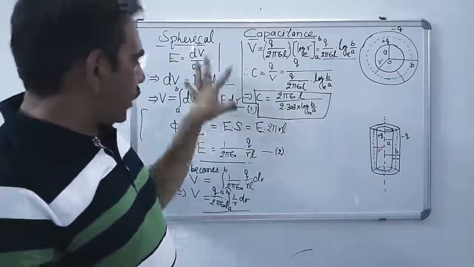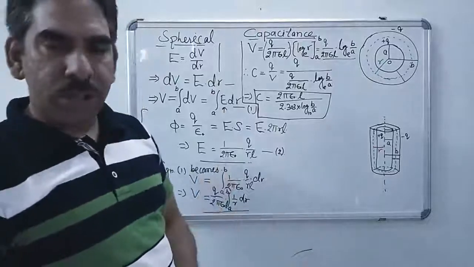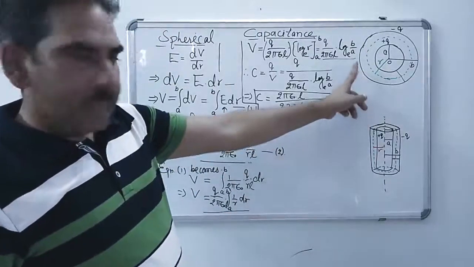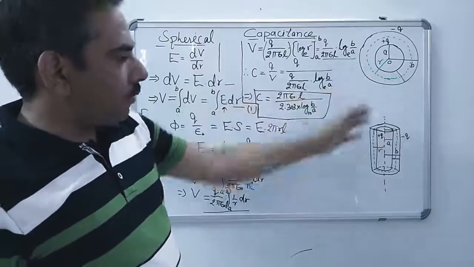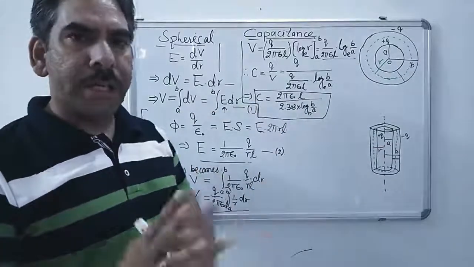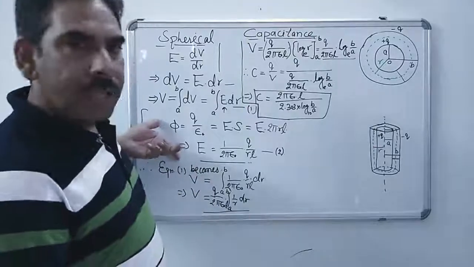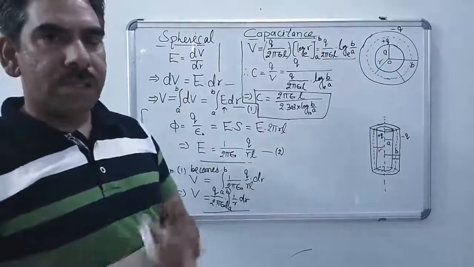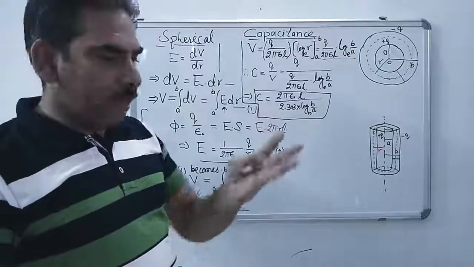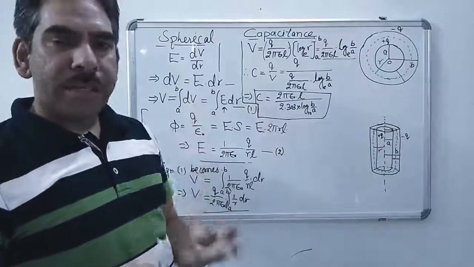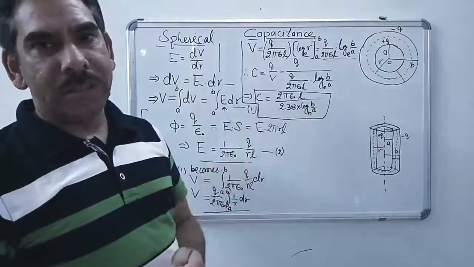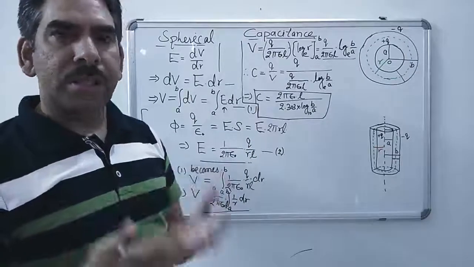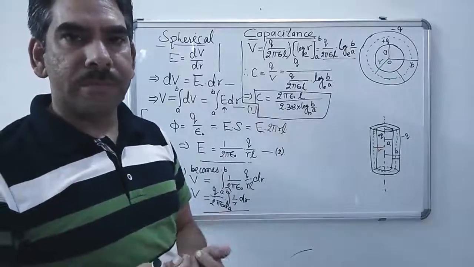I have not rubbed any step because I just want to show that the steps for calculating the capacitance of a spherical capacitor and for cylindrical capacitance are quite identical. The only difference is in the expression for the electric field, right? So this is about the parallel plate capacitor, spherical capacitor and the cylindrical capacitor. That's all for now. In the next topic we will discuss the combination of capacitances. Thank you.